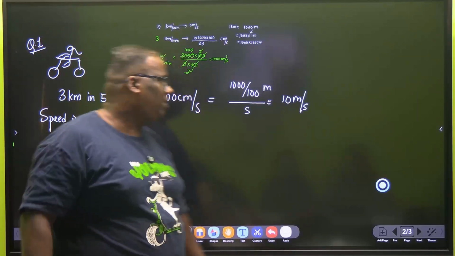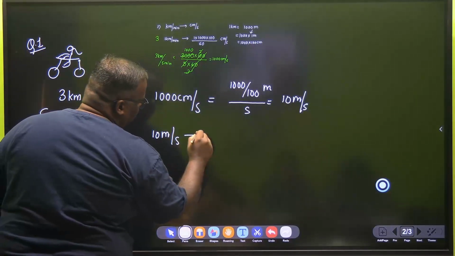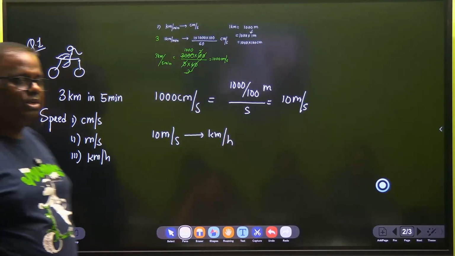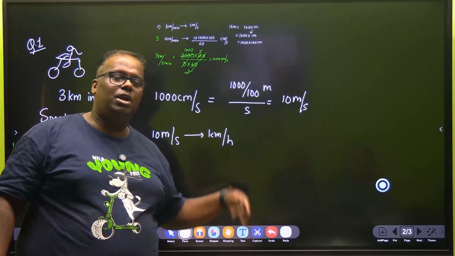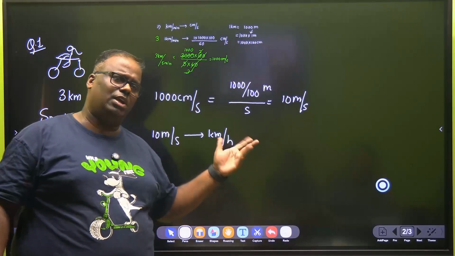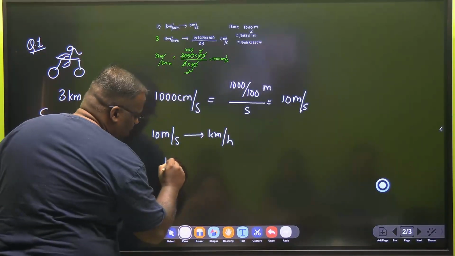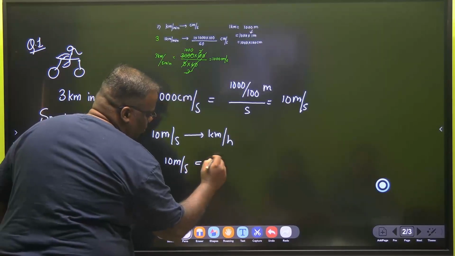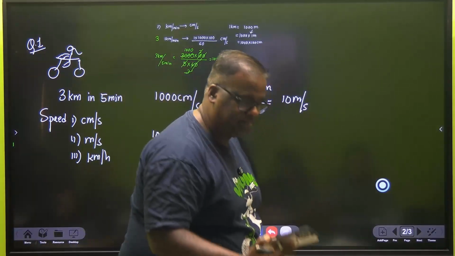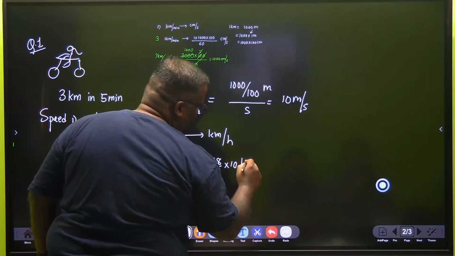Right? And finally, we have to convert 10 meters per second to kilometers per hour. This is just the reverse. How will you do it? Just multiply it by 18 by 5 instead of doing 5 by 18. Or else if you want to do it the tough way, we can do it the tough way also. No issues. We'll get the same answer. So let's do it by 18 by 5. So 10 meters per second is equal to 18 by 5 into 10. So this will give me kilometer per hour.